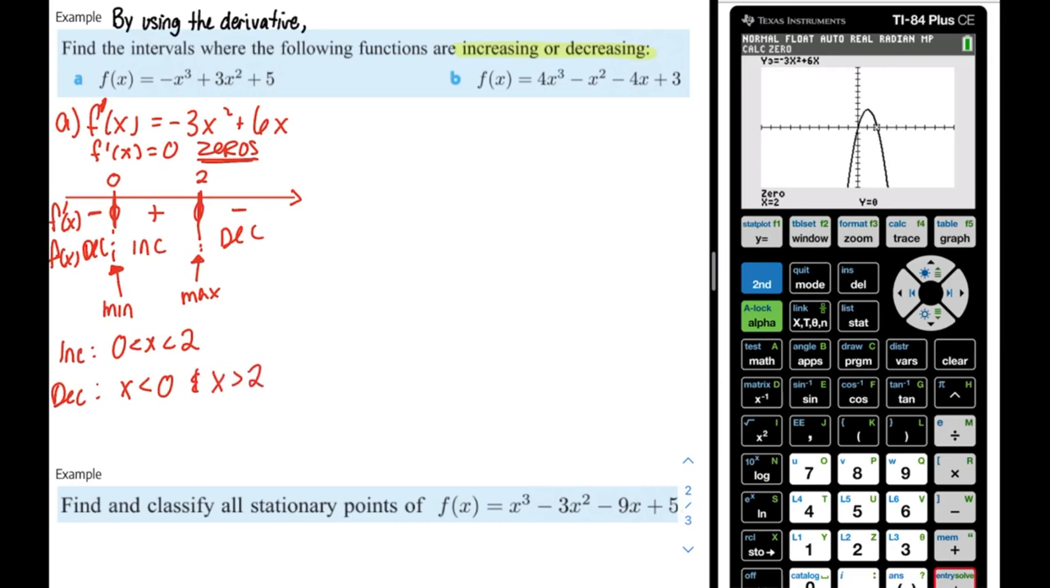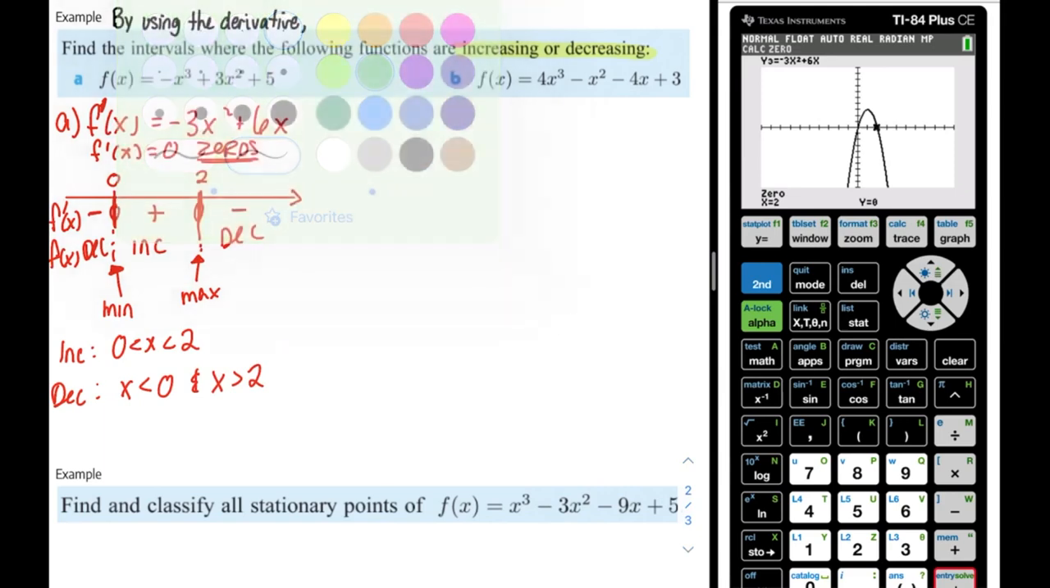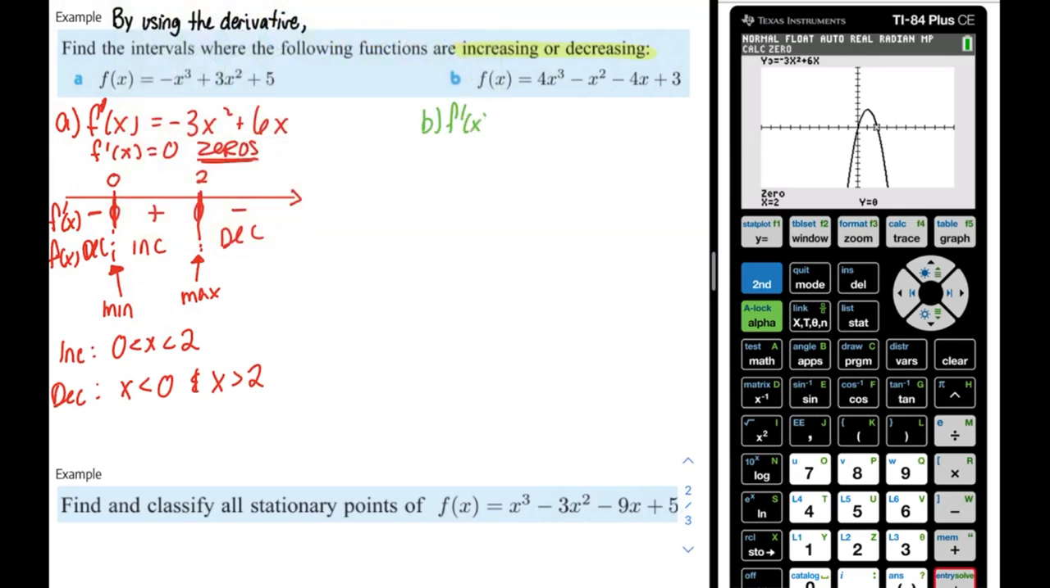And we're going to do the same thing for the other question. The other question, we also have a cubic. So what is the derivative of our cubic? We're going to have 12x squared minus 2x minus 4. I'm going to go ahead and graph that.